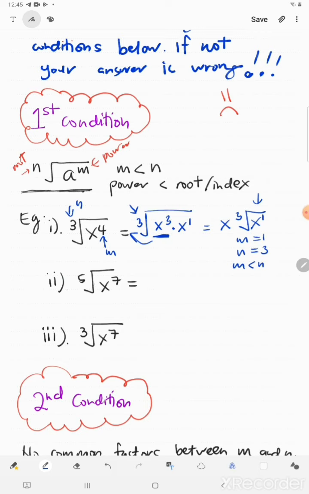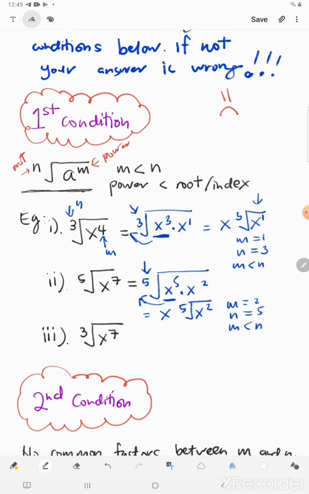Second example, we have the fifth root of x power of 7. Now we split it, so it becomes x power 5 multiplied by x power of 2. Now we have x power of 5 and here we have the fifth root. When the fifth root meets power 5, x comes out. So we get x times the fifth root of x power 2. Now m is equal to 2 and n is equal to 5, so we follow our condition, where m is less than n. Therefore this is already rationalized.